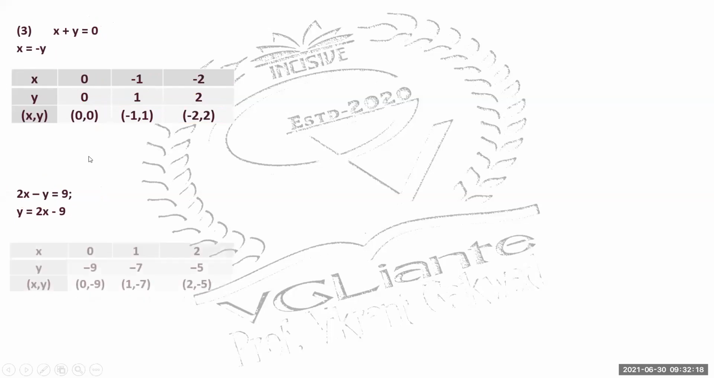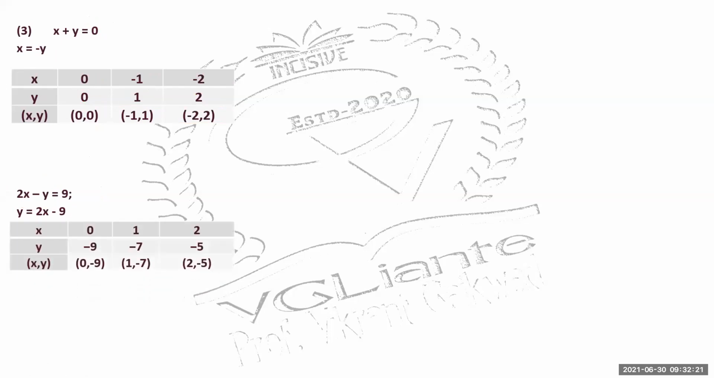Now we will start the preparation of the table. Values I've kept simple: 0, 1, 2, and we are going to substitute that in place of x. Check: 2 into 0 minus 9 is 0 minus 9, that equals minus 9. So when x is 0, y is minus 9. So x comma y is 0 comma minus 9.